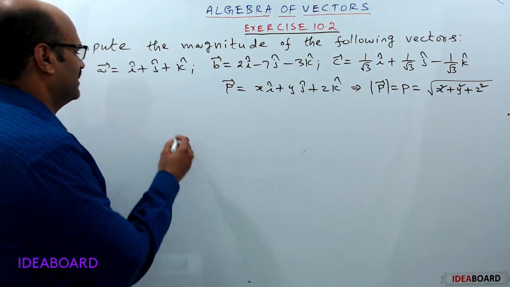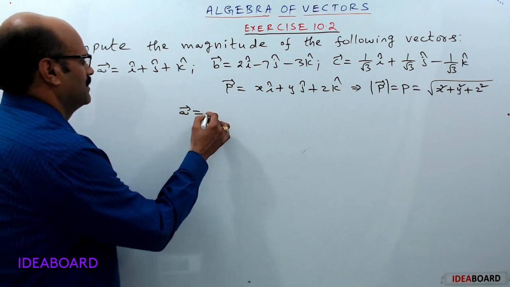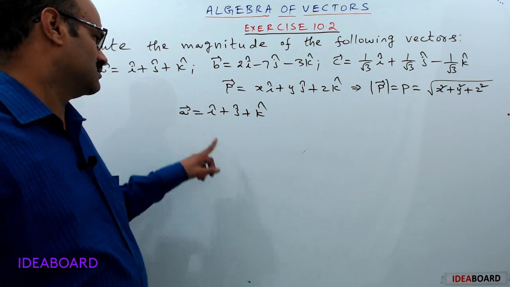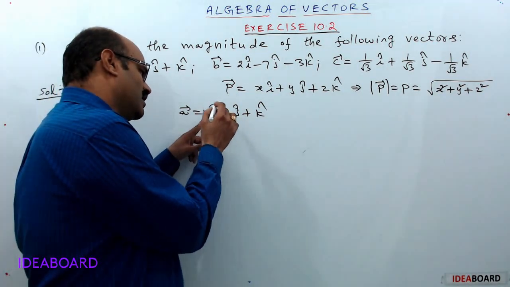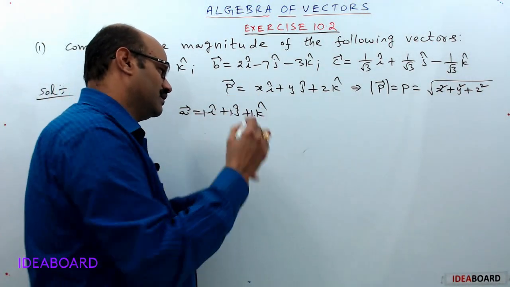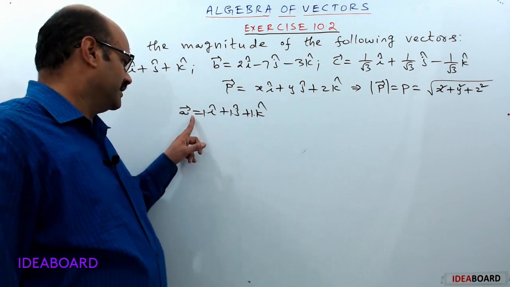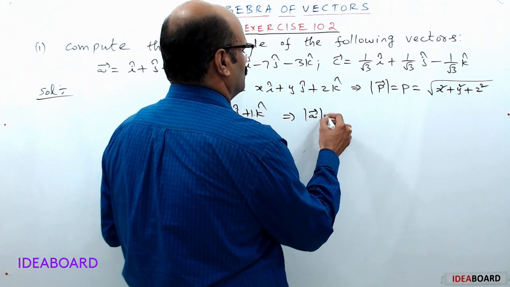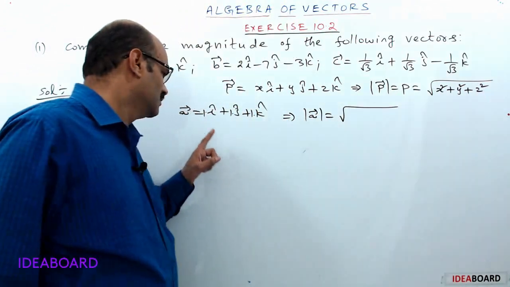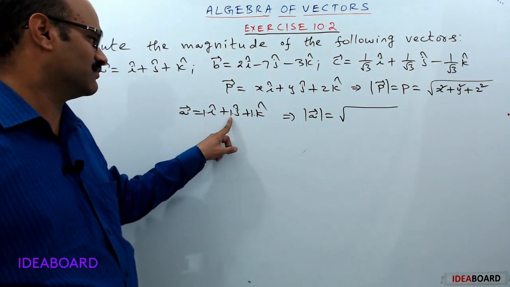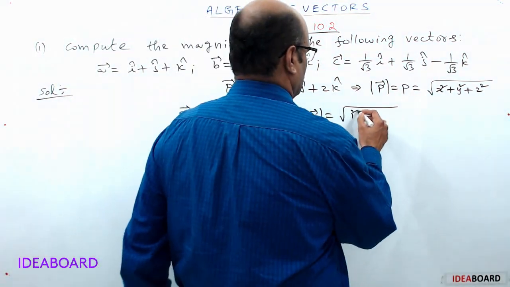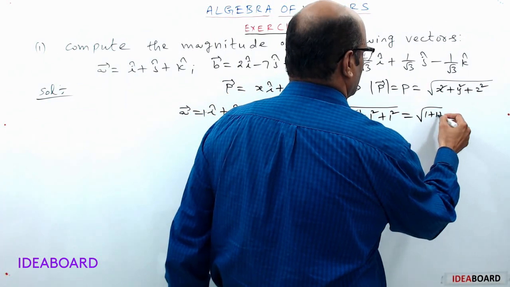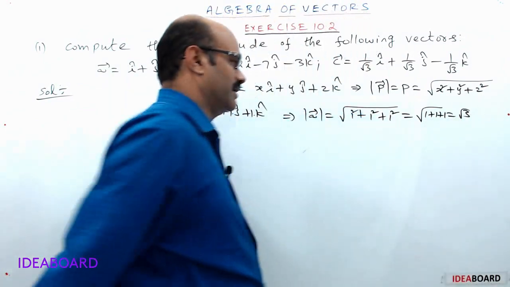Now here A vector is given by i cap plus j cap plus k cap. The scalar components are 1, 1, 1. Here magnitude of A vector equal to square root of 1 square plus 1 square plus 1 square, equal to square root of 1 plus 1 plus 1, equal to root 3.